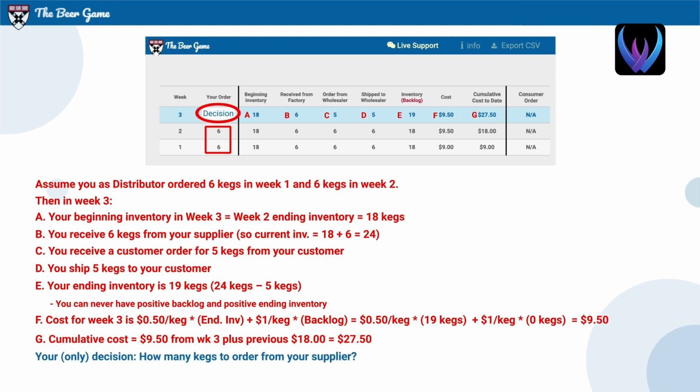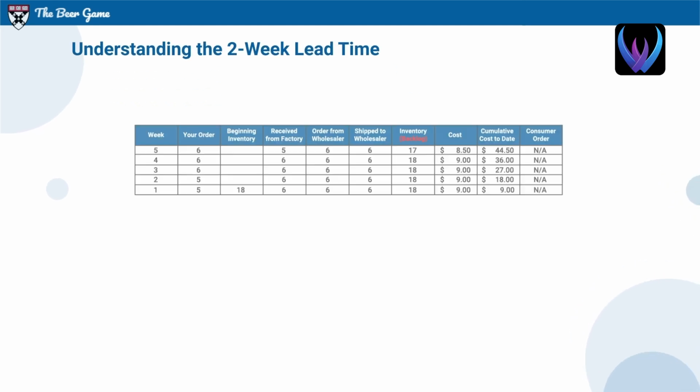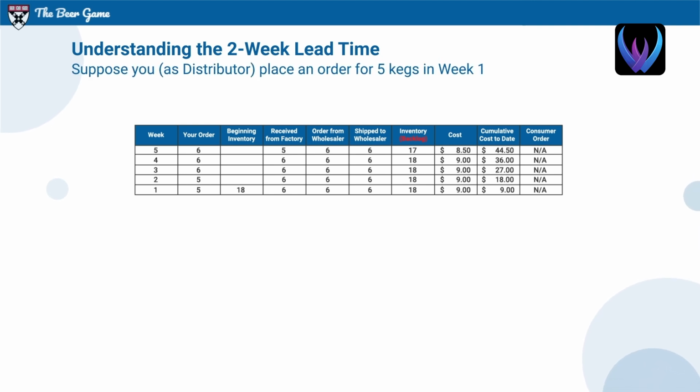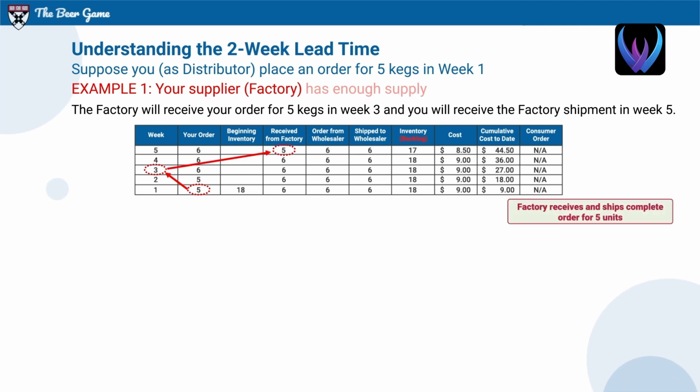Again, your only decision each week is how many kegs to order from your supplier. All resulting calculations are done automatically by the simulation. Now let's take a look at how lead times affect ordering and shipping. We first look at the base case with 2-week lead times. Suppose you, as a distributor, place an order for 5 kegs in week 1. Your supplier, that is, the factory, will receive your order for 5 kegs in week 3. If that factory has enough supply, you will receive shipment in week 5.